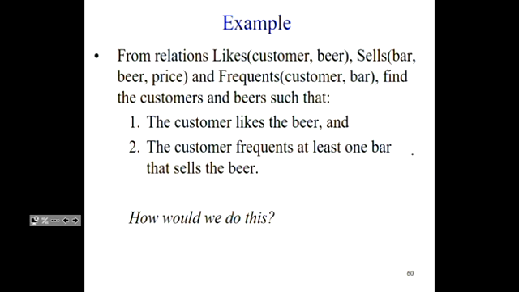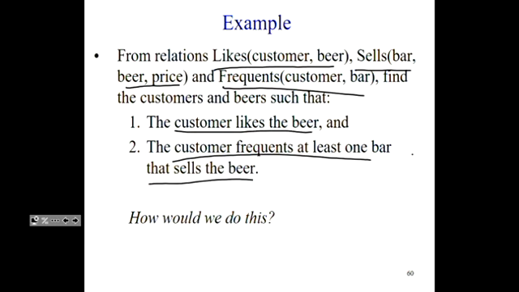Or rather, I guess I'm doing an example before I describe how they work. So let's say I have this relation likes, which contains customer and beer, sells, which contains bar, beer, and price, and frequents, which contains customer and bar. And I want to find the customers and beers such that the customer likes a beer and the customer frequents at least one bar that sells a beer.